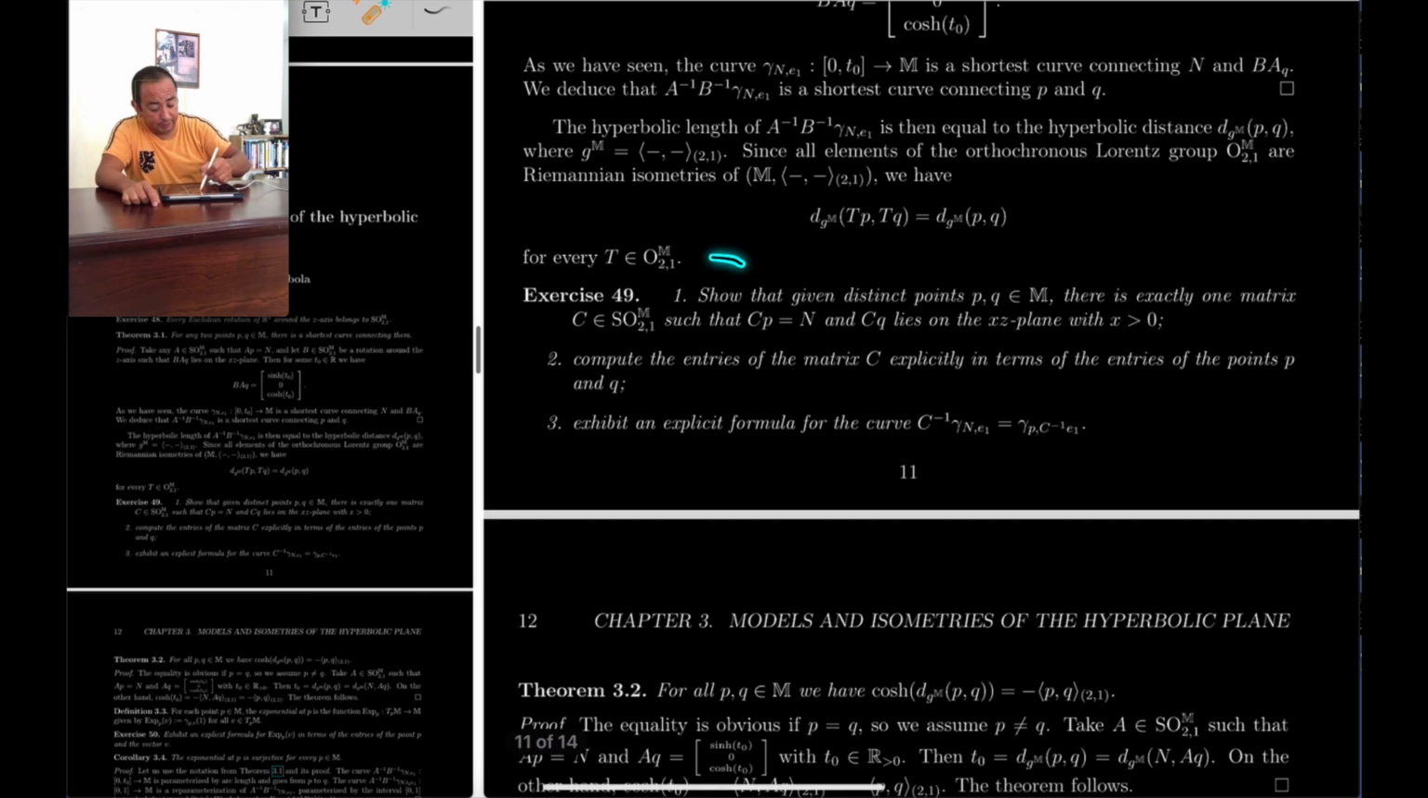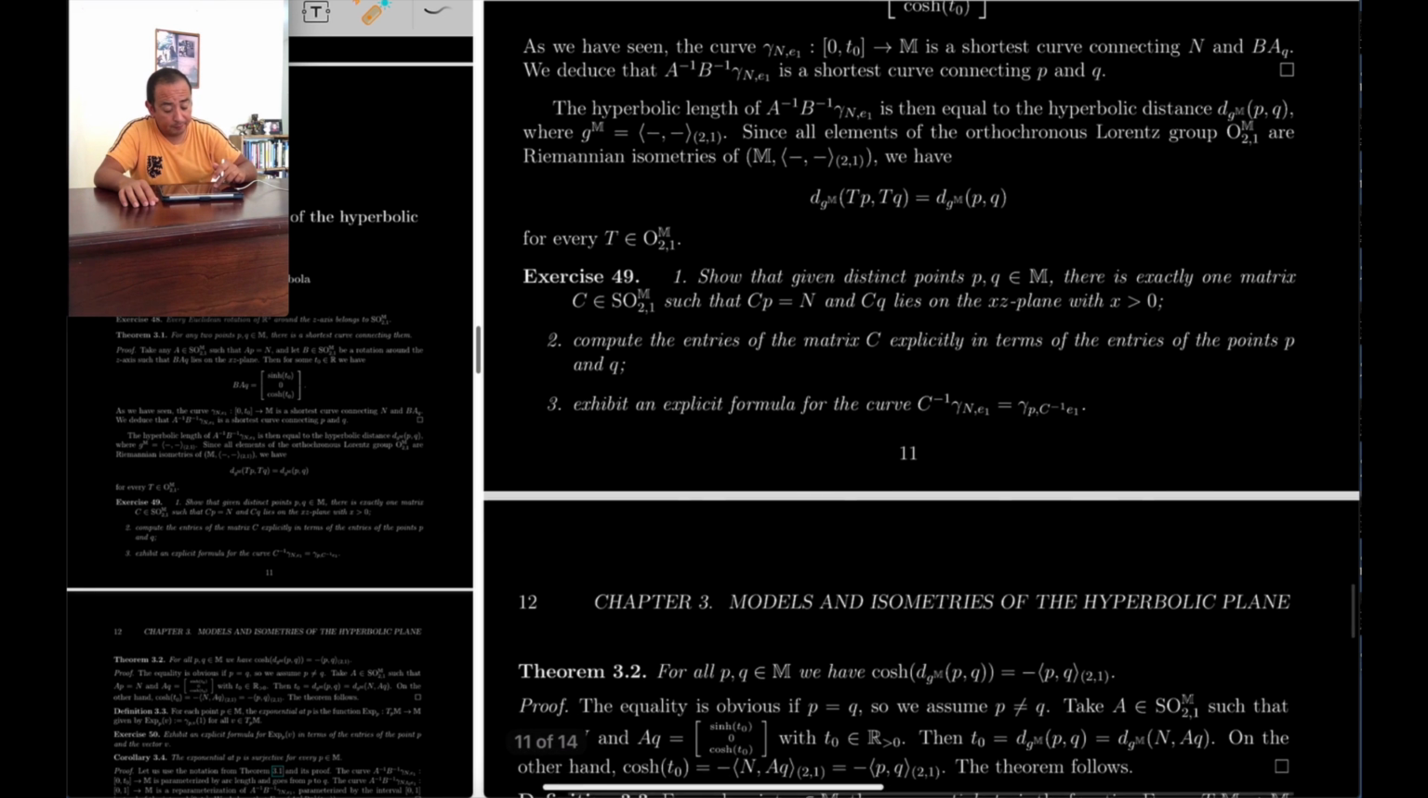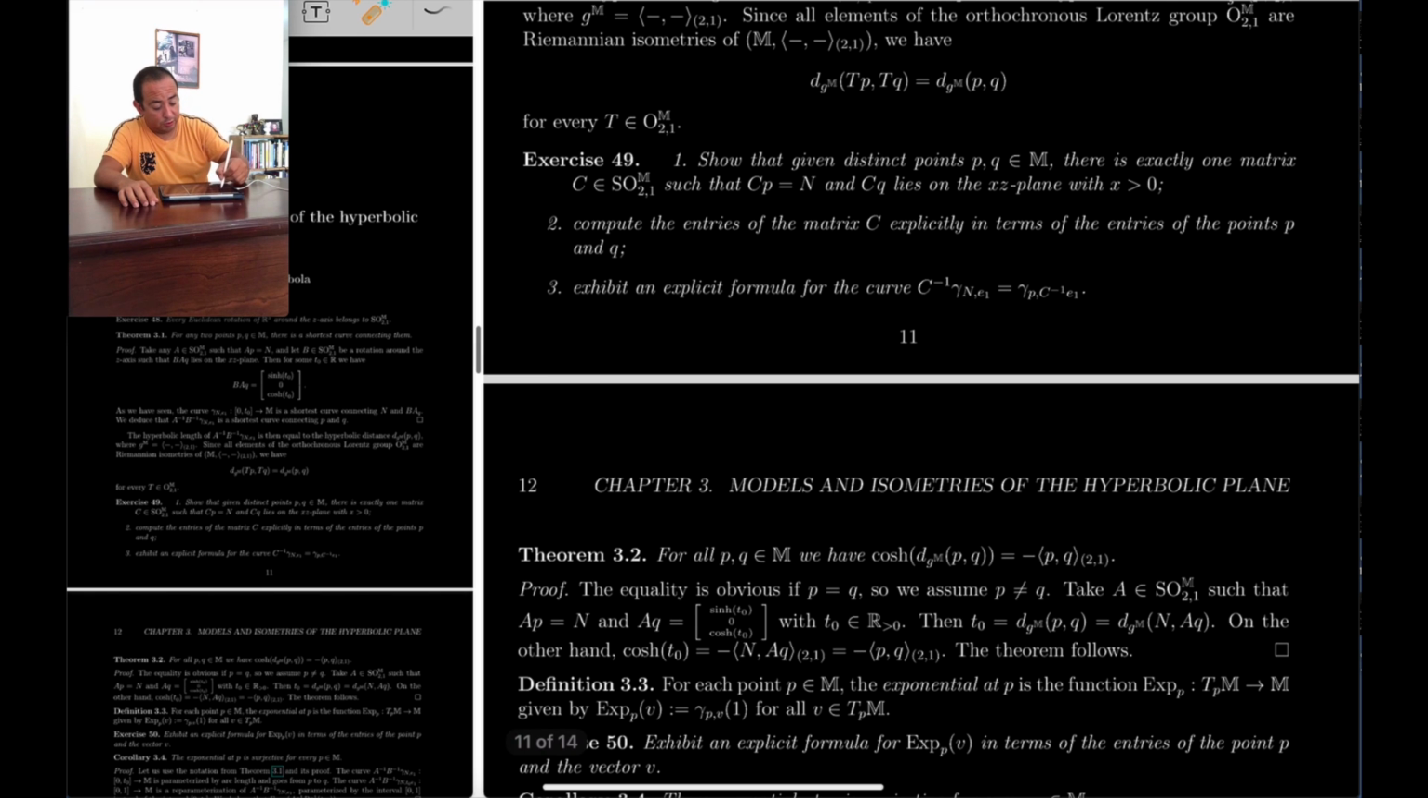So here's an exercise, which says first that if you give me these 2 points, we require that CP is n, so that we move one of the points to n, and the other point we move not only to the xz plane but actually to the xz plane with a positive x entry. Determine that this C is determined uniquely. Then compute C explicitly. And then exhibit a formula for this curve. So it's what I mentioned a few minutes ago, only that this condition determines C uniquely.